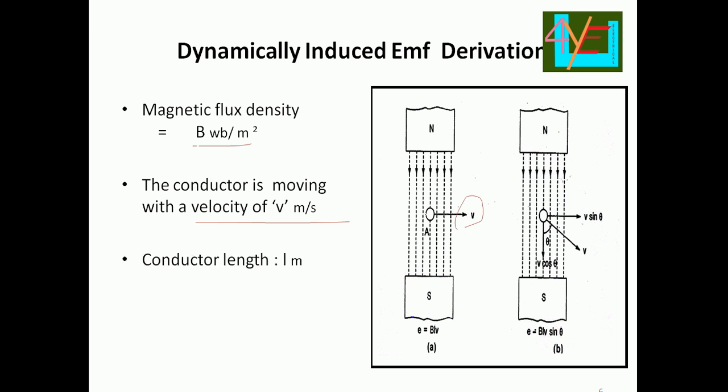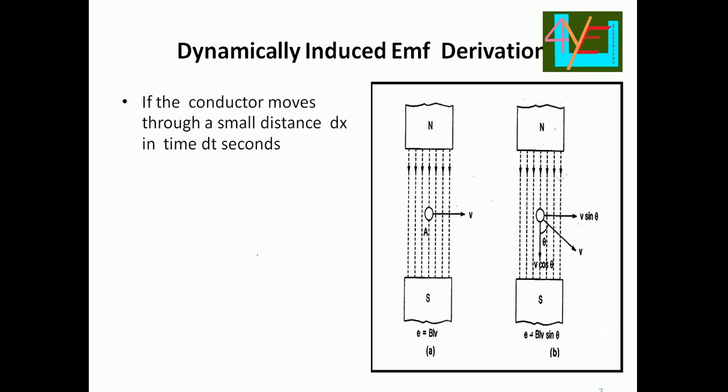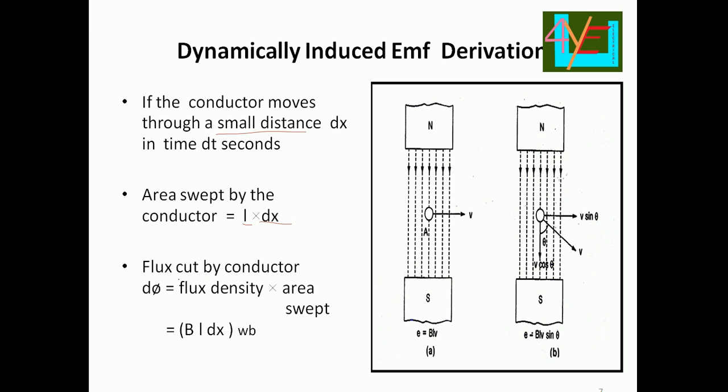The conductor length is l meters. If the conductor moves through a small distance dx in the time dt seconds, the area swept by the conductor is length into dx. So the flux cut by the conductor is B l dx.